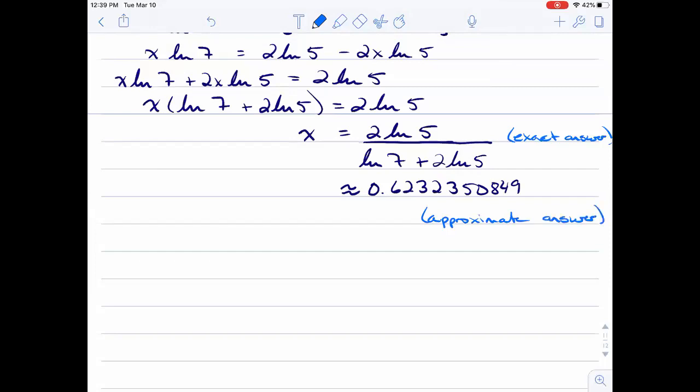I'm only highlighting that because it's important that we realize that decimals are just approximations, and also whether the question asks for the exact answer versus the approximate answer. Nice.